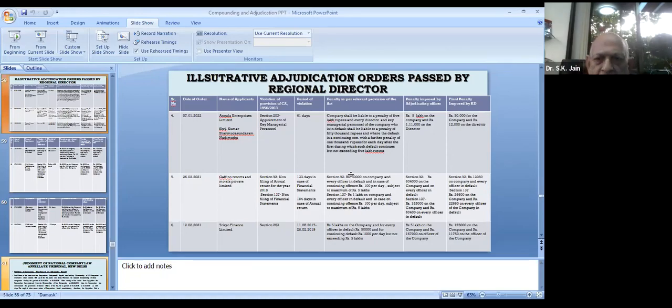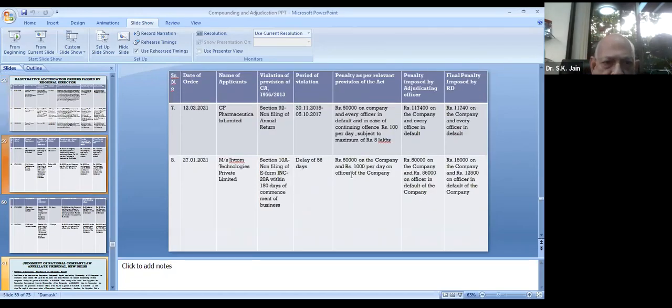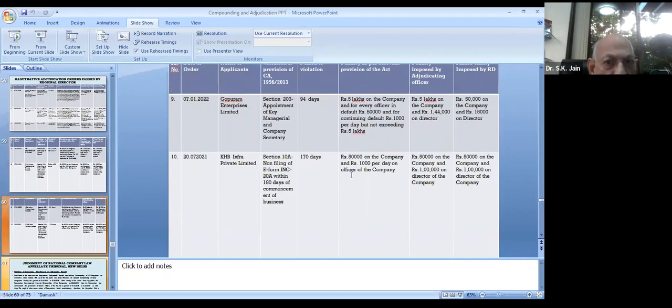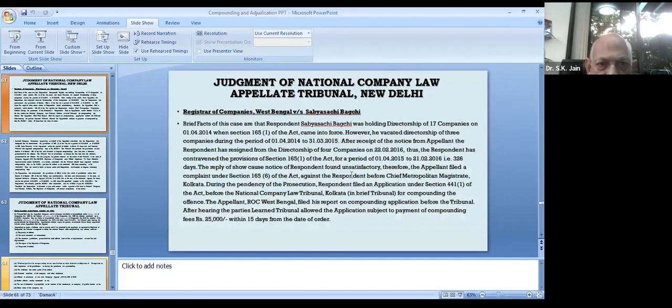So similarly, I have made a detailed chart. You can go through it. So you can go through these orders.